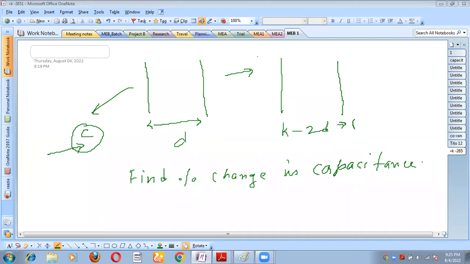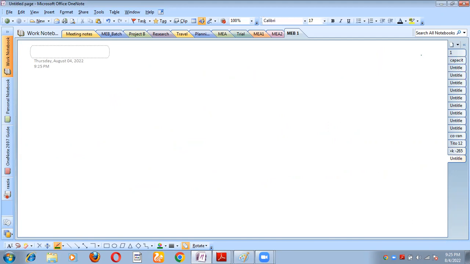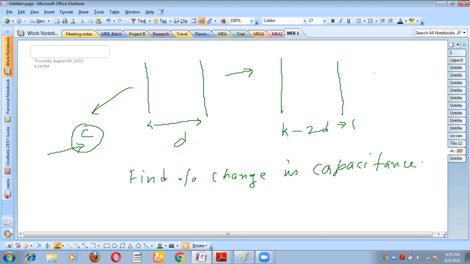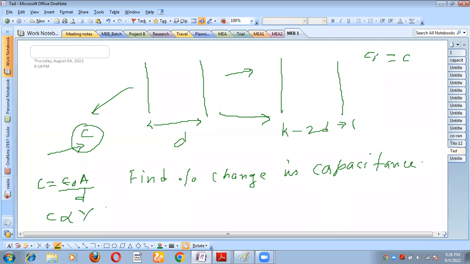Percentage decrease in capacity. So let us see how we get the change. Suppose initial capacitance C initial is C. What will happen when we are increasing the separation? We know that C is epsilon naught A by D. It means C is inversely proportional to D. So when D becomes 2D, capacitance, C final, will become C by 2.